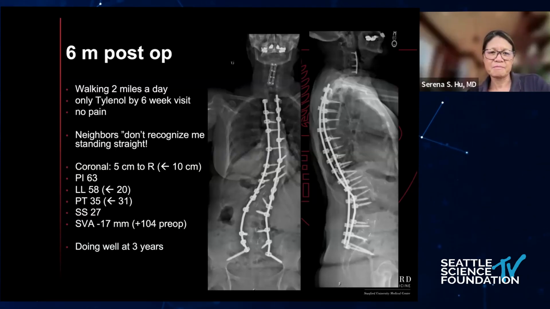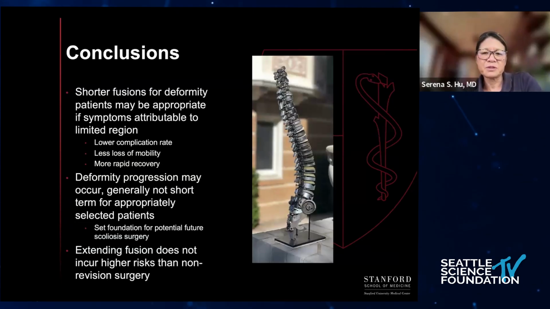So in conclusion, I think shorter fusions for deformity patients may be appropriate if their symptoms are attributable just to that limited region. You will get a lower complication rate and less loss of mobility, and a lot of these patients have more rapid recovery. However, you need to warn the patient, and certainly we're aware, that deformity progression may occur, generally not short term if it's in appropriately selected patients.